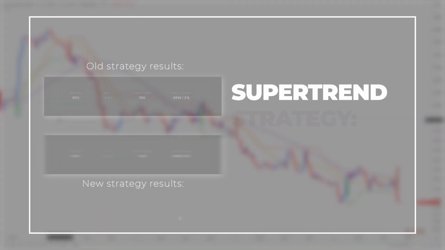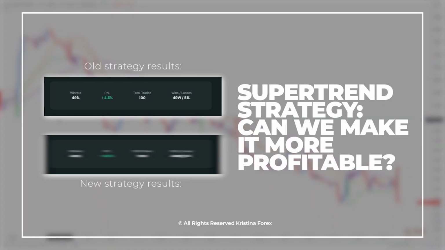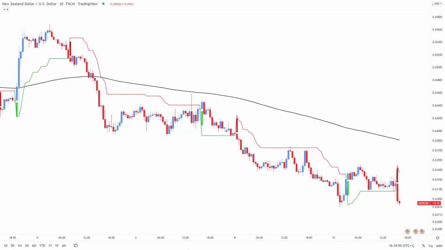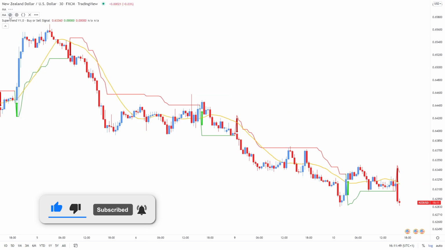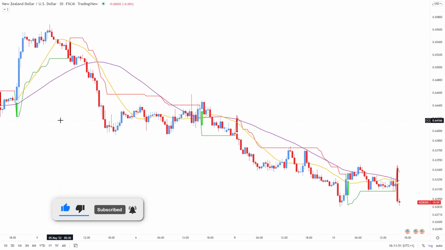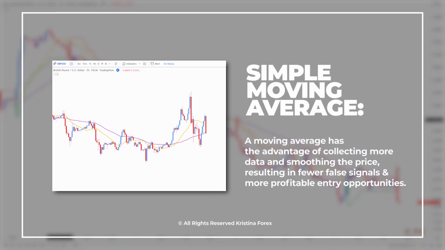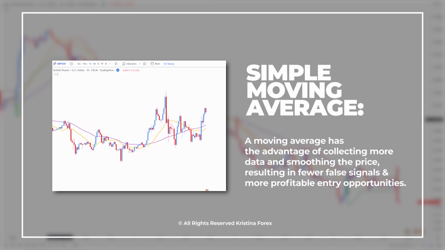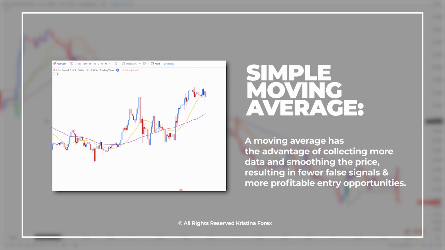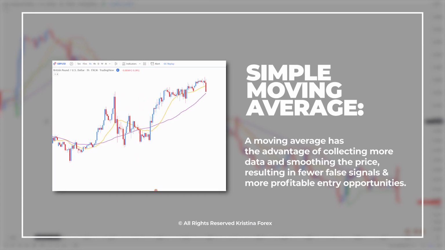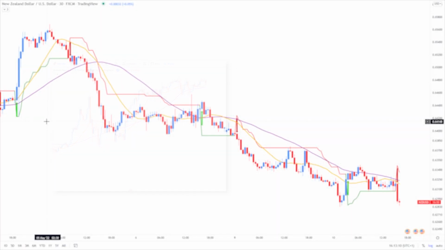So while a 49% win rate is excellent, we could absolutely develop a more robust and profitable strategy around this indicator to increase its effectiveness. So let's actually try to develop a strategy and see if we can increase these results. Instead of using the exponential moving average, we will add moving average of period 20 and 50. And a moving average over a longer period of time has an advantage of collecting more data and smoothing the price, resulting in fewer false signals and more profitable entry opportunities in overall market direction.